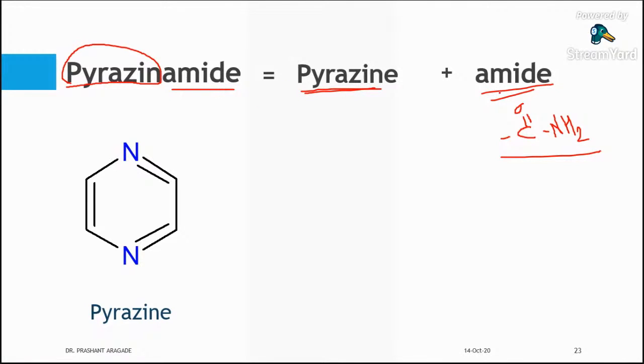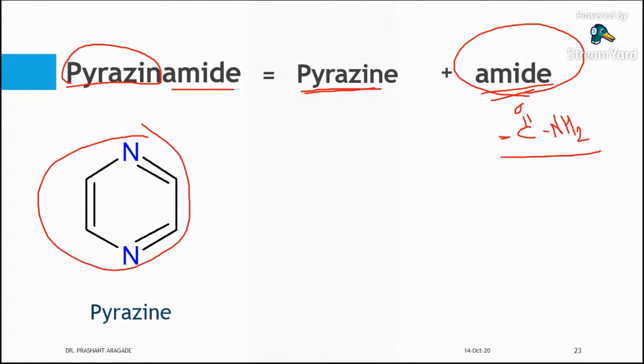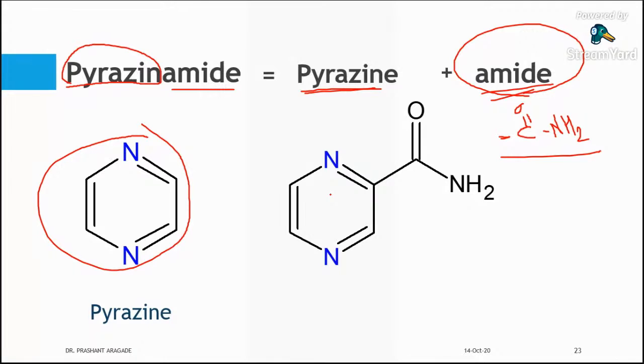So pyrazine plus amide. So amide means what? C double bond O NH2. So if you know the structure of pyrazine, and if you know the structure of functional group amide, then it is very easy to remember the structure of pyrazinamide. How? Just draw this pyrazine and add the amide functional group at 2-number position.